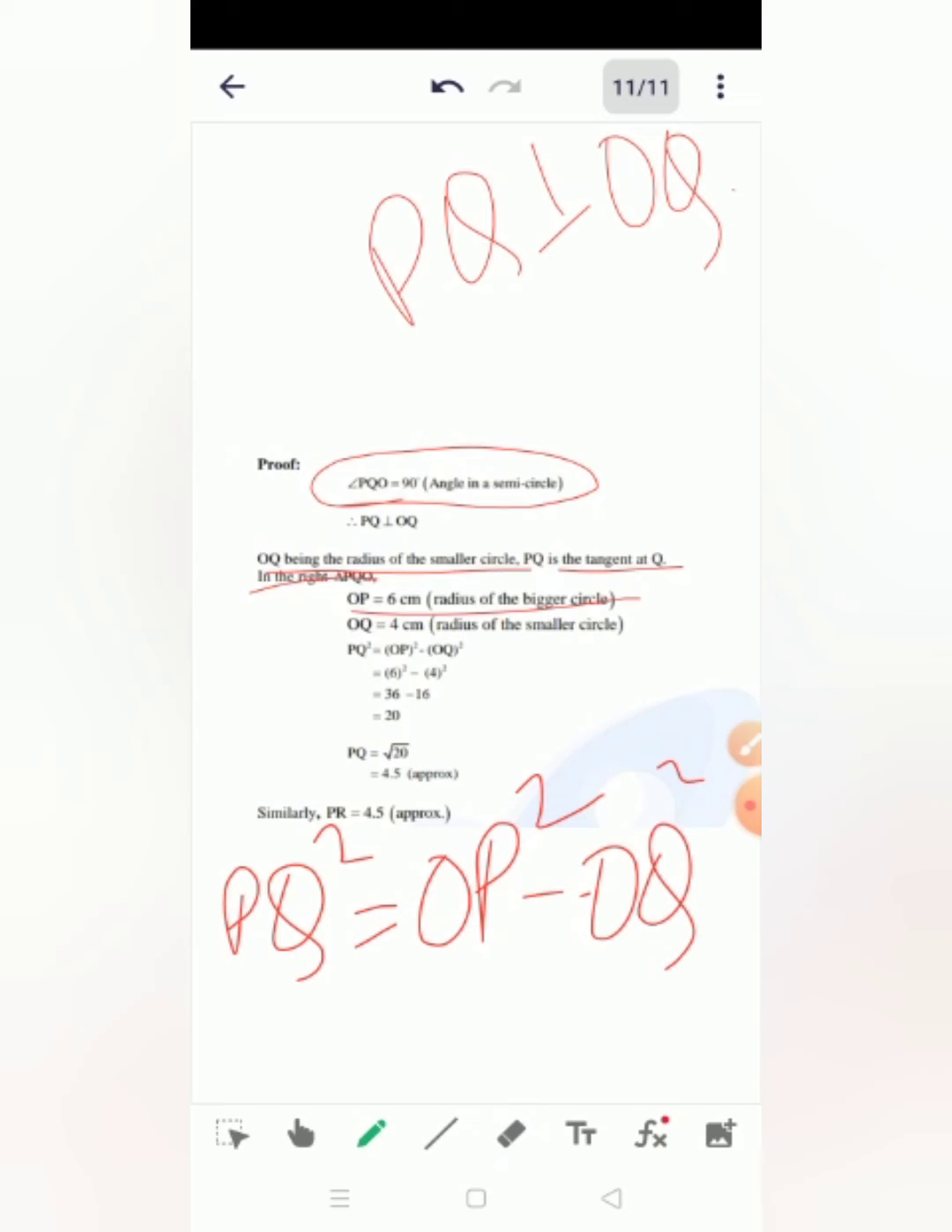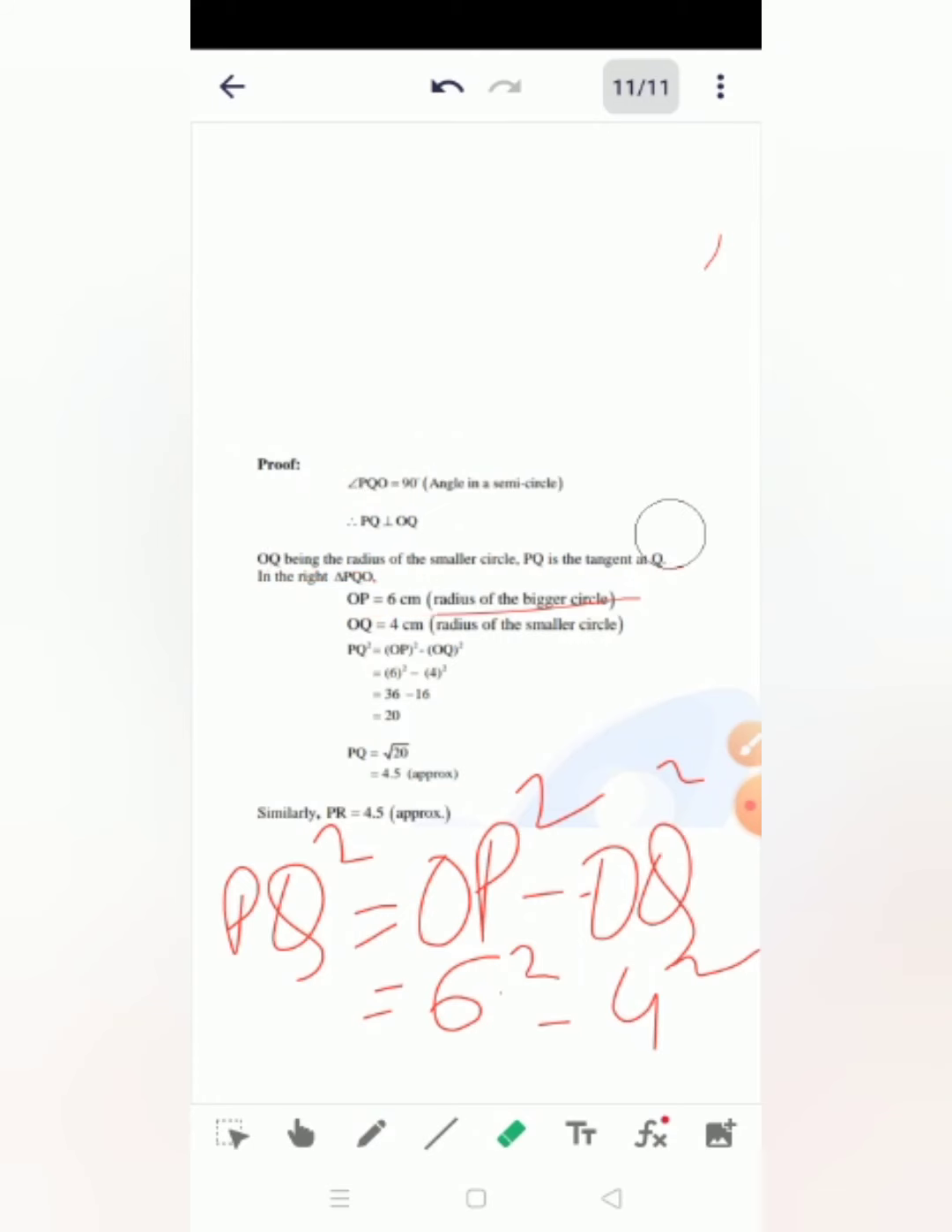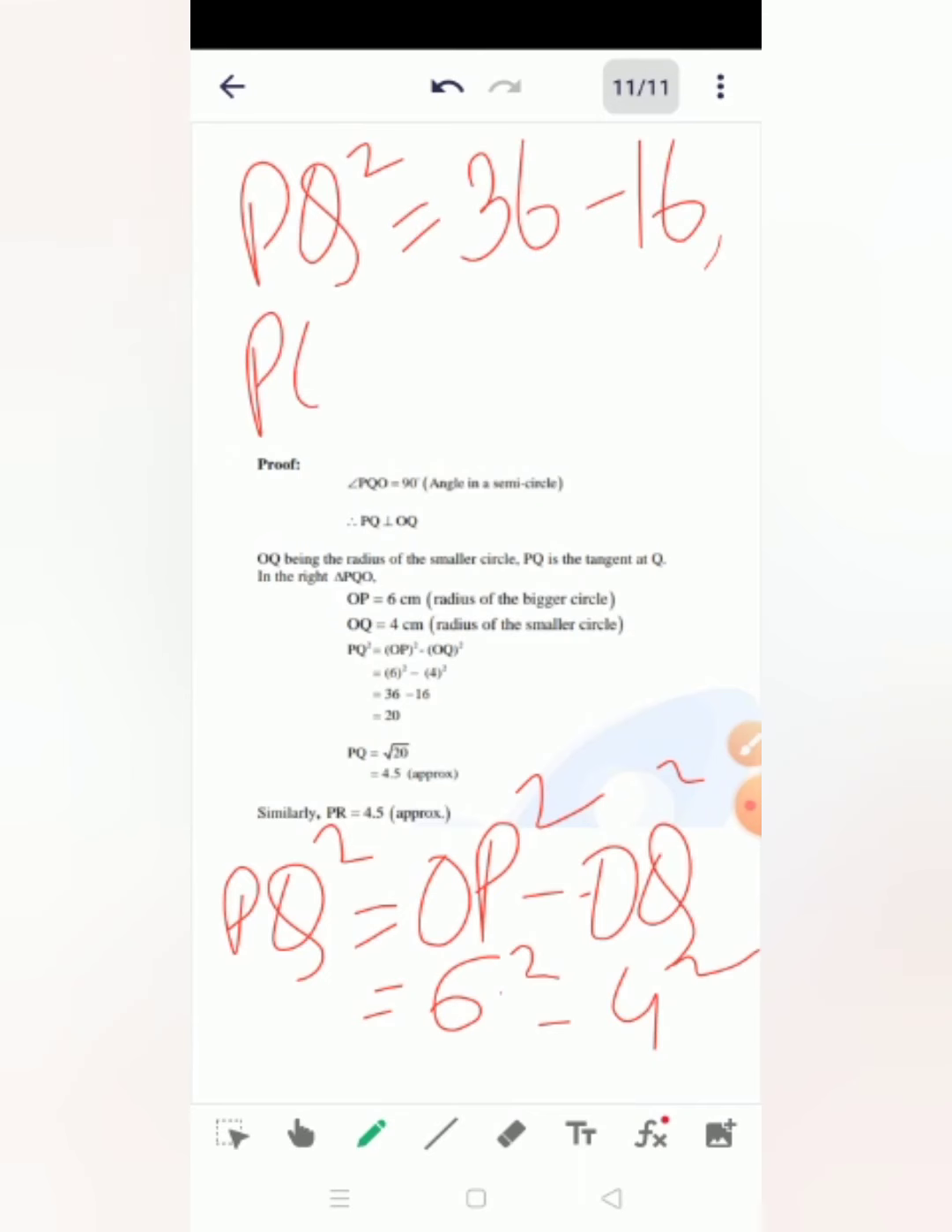So PQ square equals OP square minus OQ square. You know that OP is 6 centimeter, the radius of the bigger circle, so 6 centimeter square you need to write. And OQ is 4 square, which is the radius of the smaller circle. So what will we get? PQ square will be equal to 6 6s are 36 minus 4 4s are 16, which will give me PQ square equal to 20. So PQ equals root over 20.